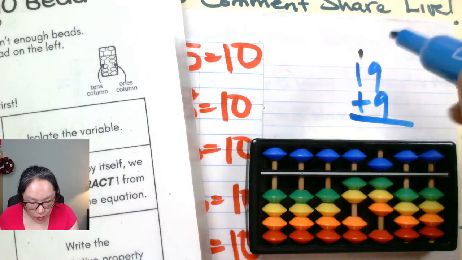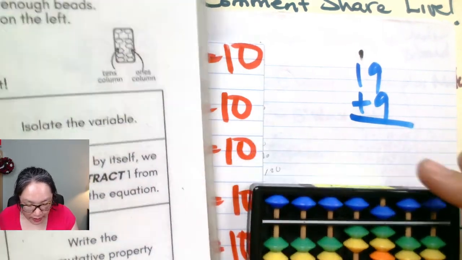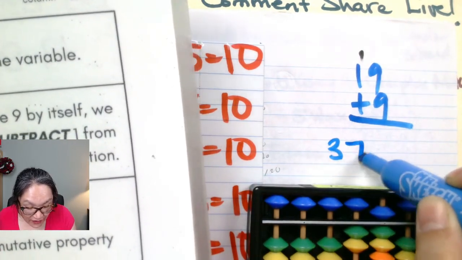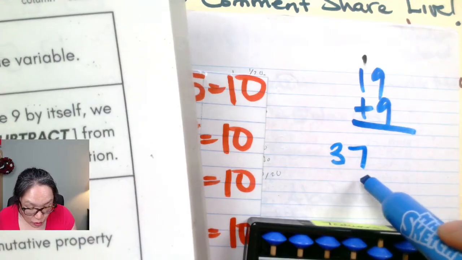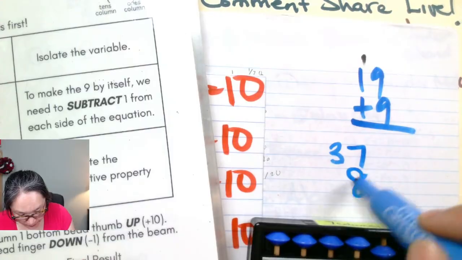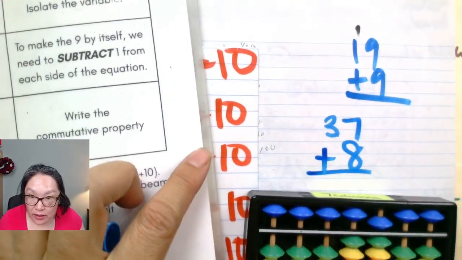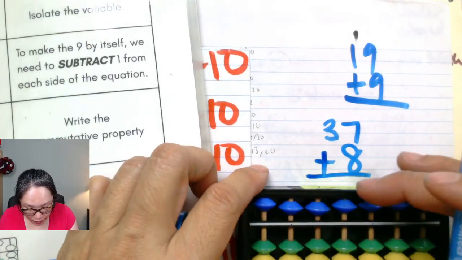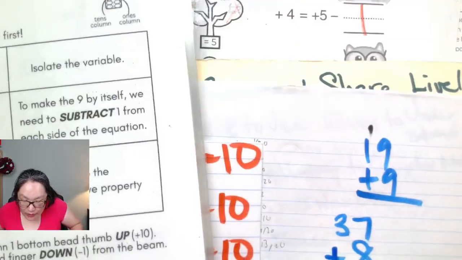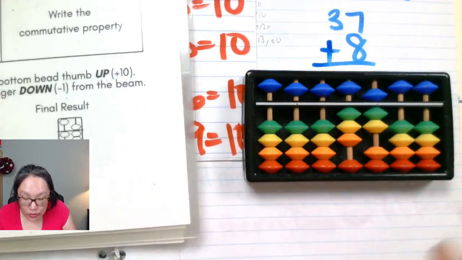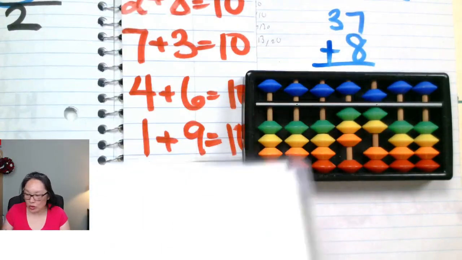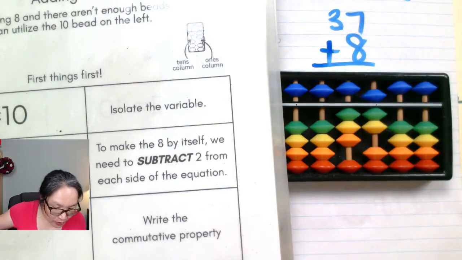So we can do it again. Let's do 37 plus 8. So we're going to do 37, we do 30, we do 7. And then what are we going to do? We're going to plus the 8. When we plus the 8, what are we going to do? Do we have enough beads to plus the 8? No, we don't.